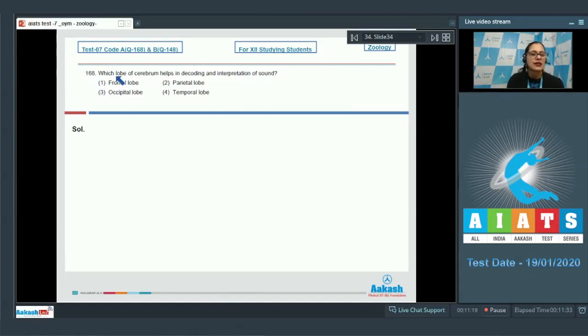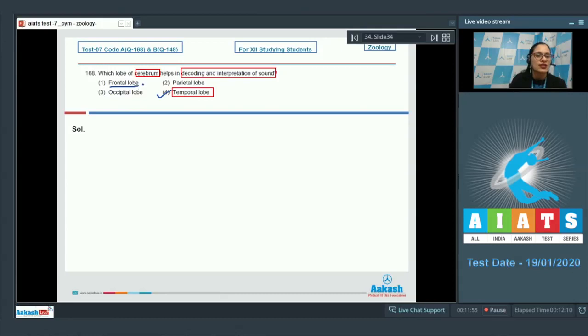Question number 168. Which lobe of cerebrum helps in decoding and interpretation of sound? And the options given are frontal lobe, parietal lobe, occipital lobe, and temporal lobe. And the lobe of cerebrum that helps in decoding and interpretation of sound is the temporal lobe. So the correct answer to this question is option number 4. Now let's discuss rest of the options.